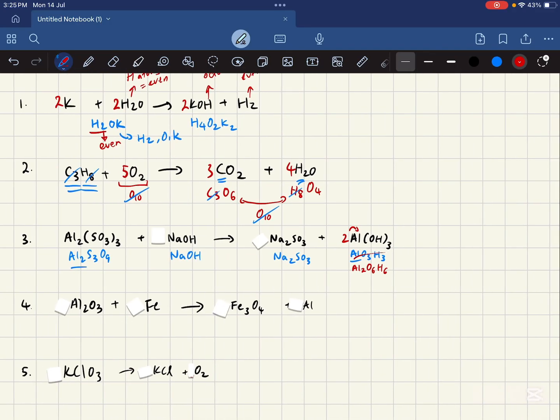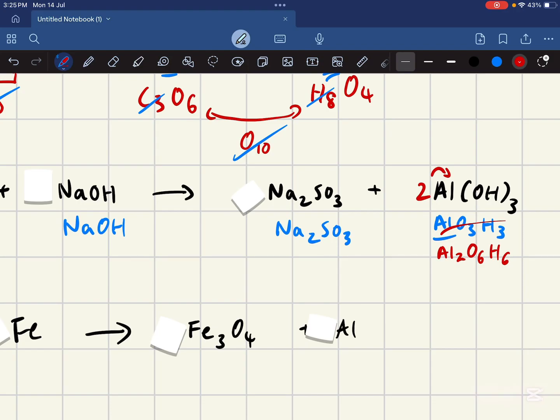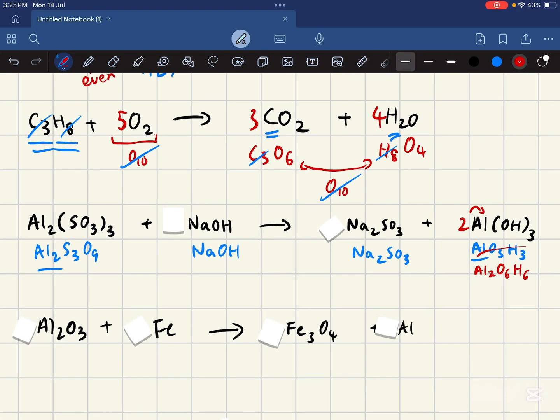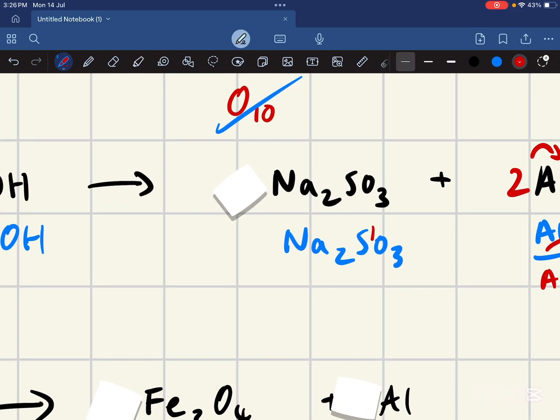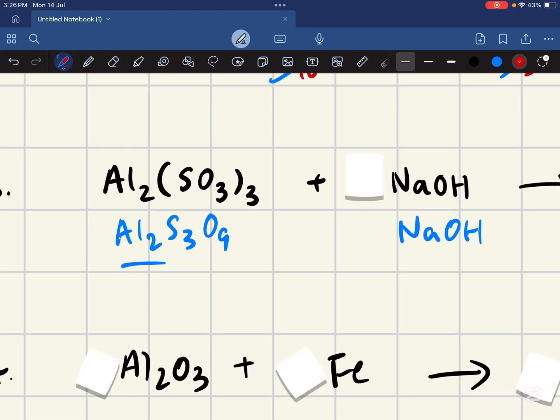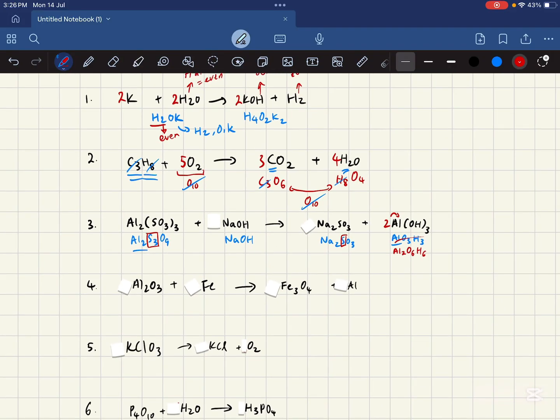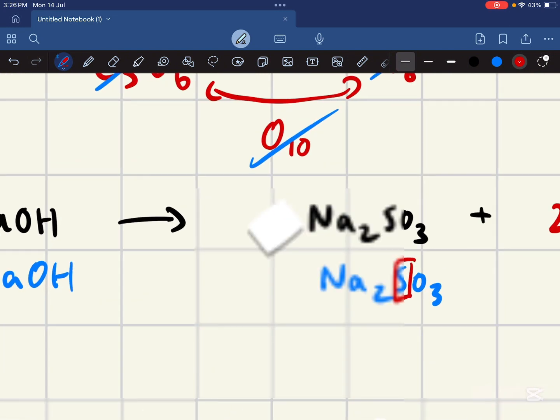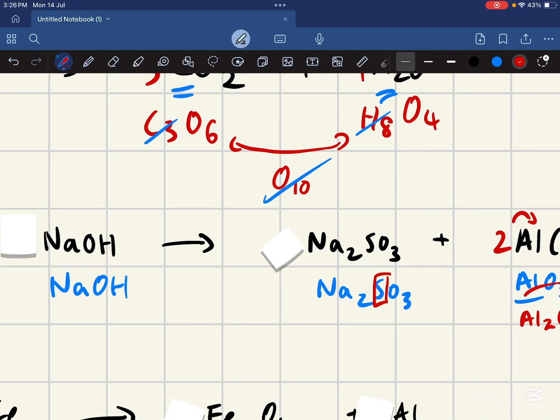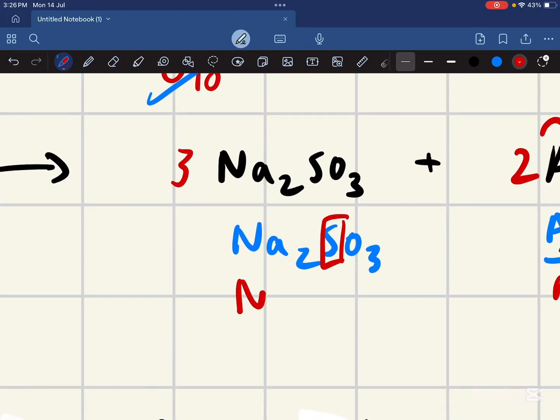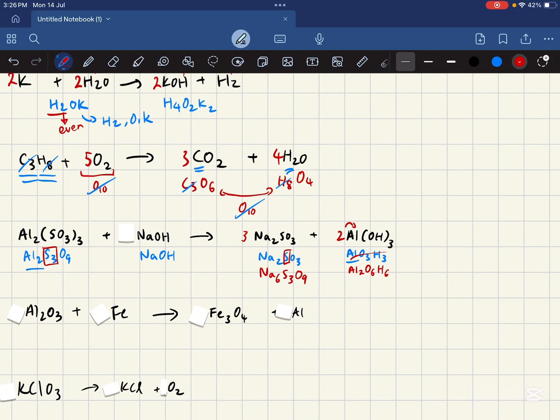Now after that, that's finalized with Na2SO3 and Na and OH. Now we have an S here, just one S, and we have an S3 over here. So again, my first instinct was to add a 3 in front of Na2SO3. So let's see, that is correct. So now we have Na6, S3, and O9. Can you see the O9 being a bit familiar?